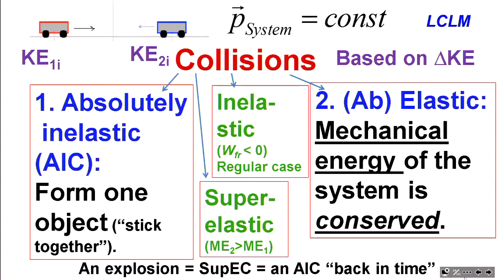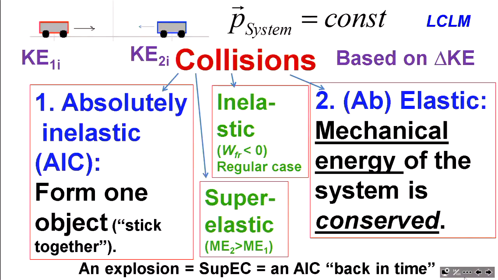Now, what else might happen? Well, these two carts might move together after the collision. They stick to each other and form one object. This type of collision has a name, absolutely inelastic collision. In general, what might happen is something like this. And if we cannot neglect friction, energy changes. We call it just inelastic collision.